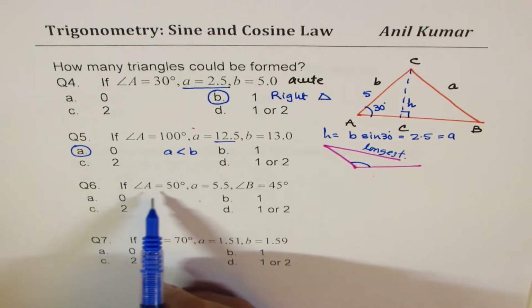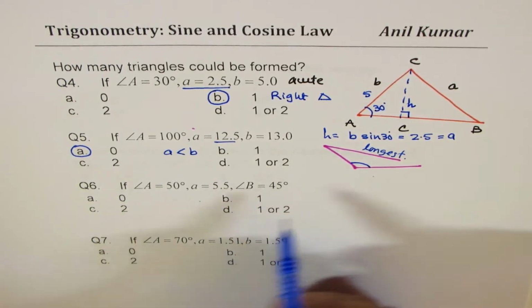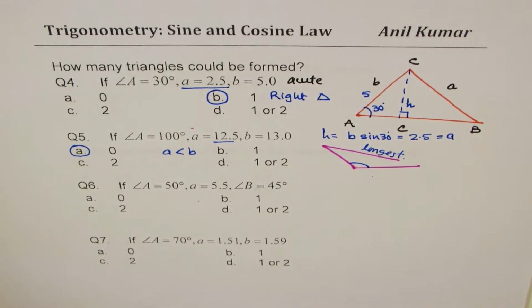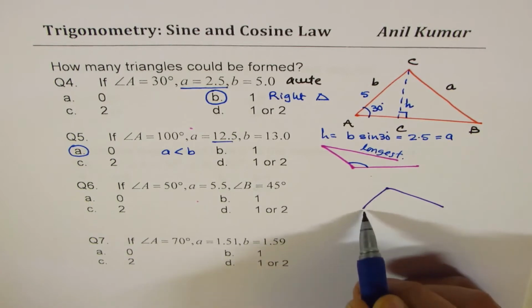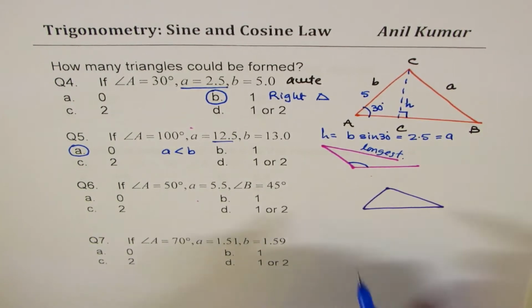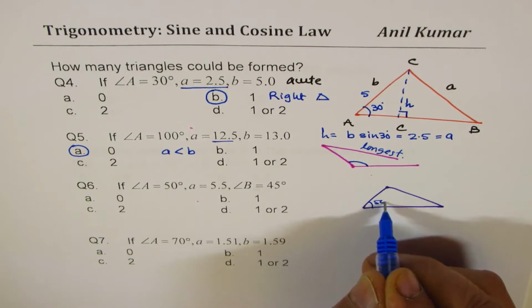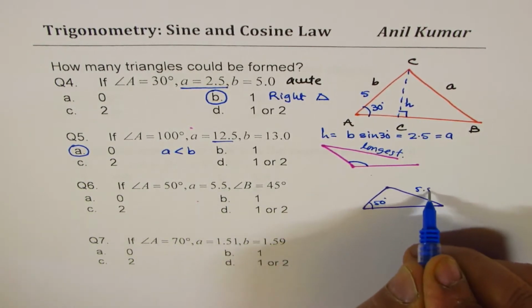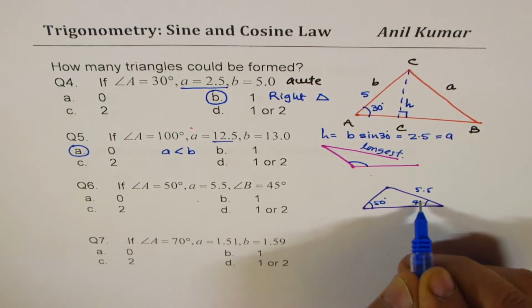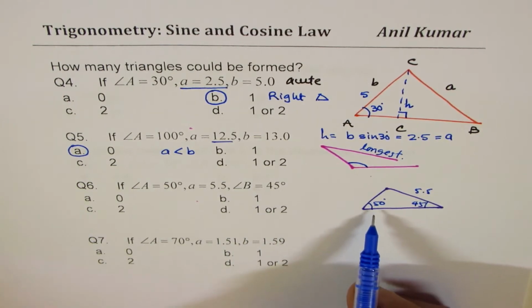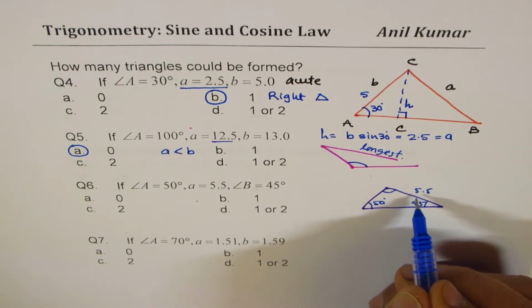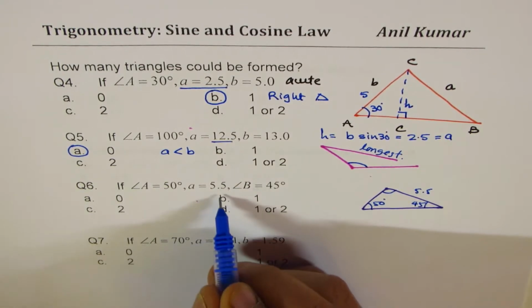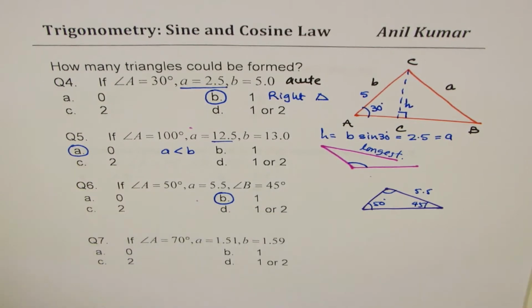Question number 6. If angle A is 50, now in this case, what we have is angle A of 50. So let me just sketch one here, small triangle. Okay. So what we have here is angle A of 50 degrees, 5.5, 45 degrees. Now, whenever you're given two angles, then the third angle is also defined and one side is given. So we have a fixed one triangle case, right? So that is it. So it is going to be one triangle.